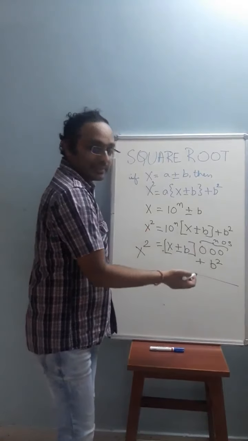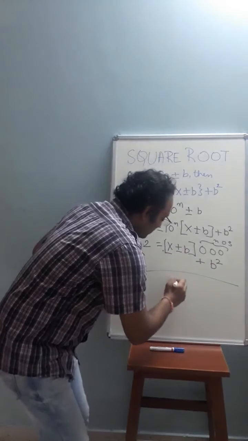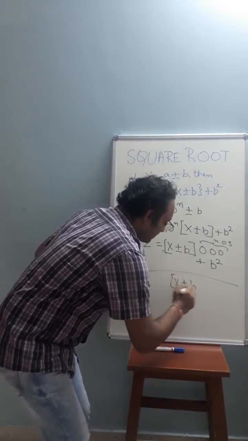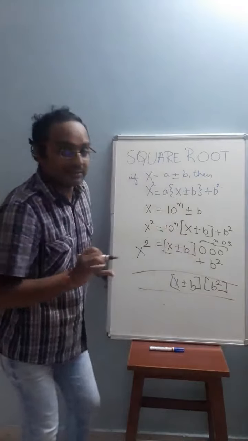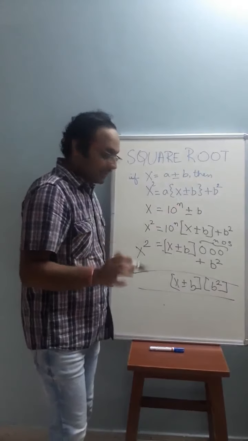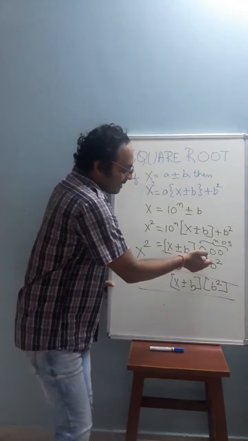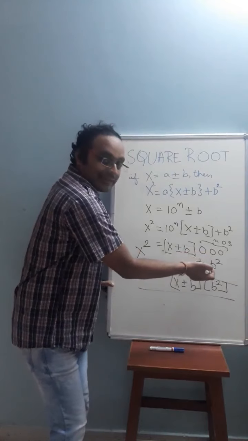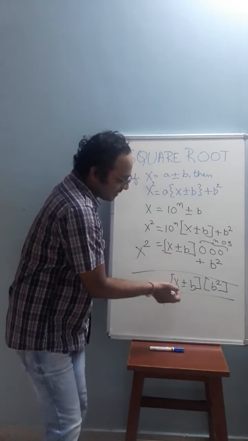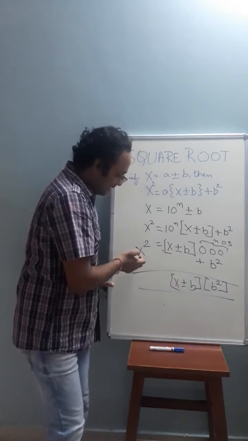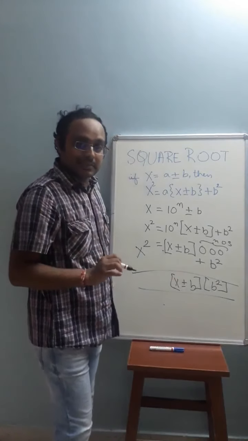If b square is expressed in n digit format, when we do this addition, this x plus or minus b comes as it is and b square comes as it is. So we have n zeros here, and below we have b square expressed in n digit format, which comes as it is, and x plus or minus b comes as it is. So x square will be x plus or minus b followed by b square, where b square is in n digit format.